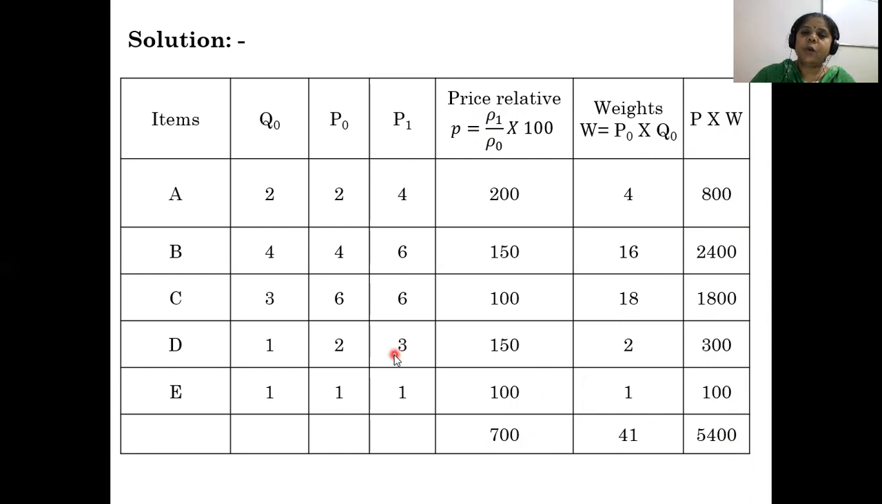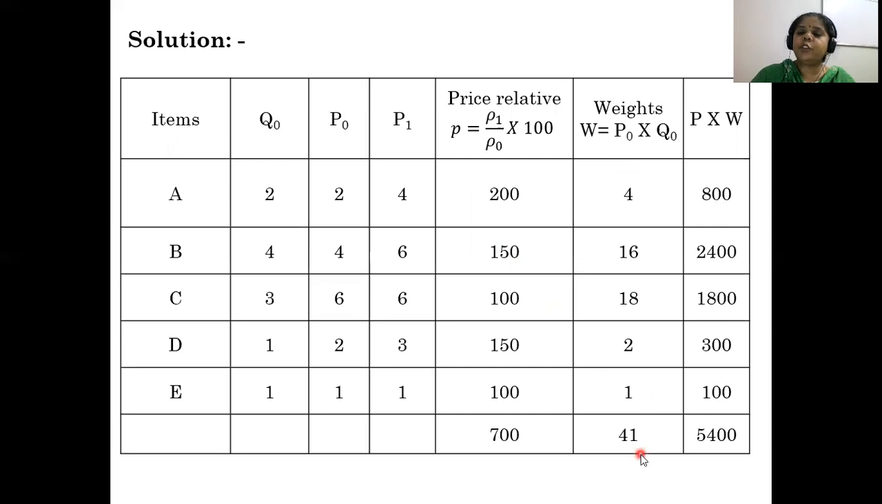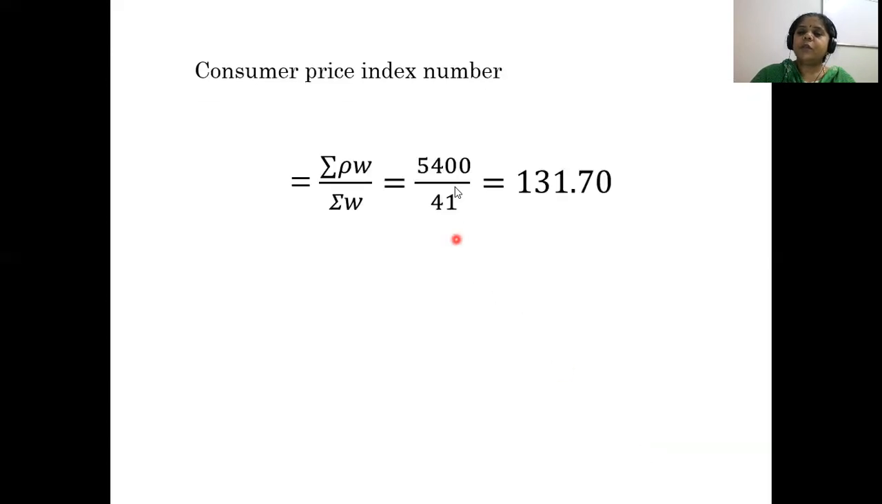5400. So now the formula: consumer price index number is equal to sigma price relative into weights divided by sigma weight, the total of weights. 5400 divided by the total of weights, which is 41. So 5400 divided by 41 comes to 131.70. Okay, so that is how we have to calculate consumer price index number.